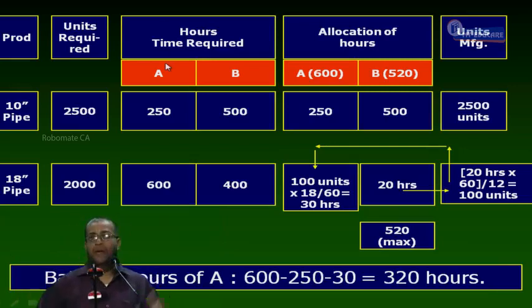Shall I proceed now? Now, tell me, at the end of the stage, what has happened? Full mission B normal time has been used, and for mission A, I still have 320 hours of normal time available. And what is the work done? The full 10 inches pipe requirement is made, and only 100 meters of 18 inches pipe has been completed.